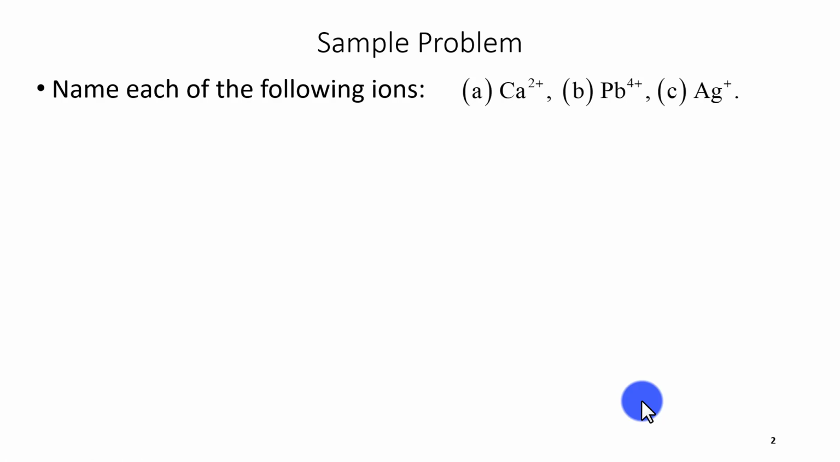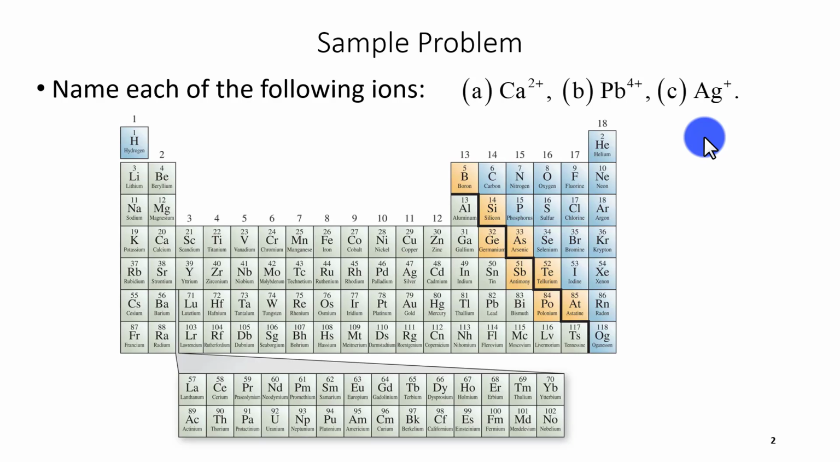Here is a sample problem that I want you to try. We have calcium, lead, and silver. First thing that we need to do, in this case, to name the following ions is to specify whether these elements form multiple ions with multiple charges. And we do that by looking at the periodic table.